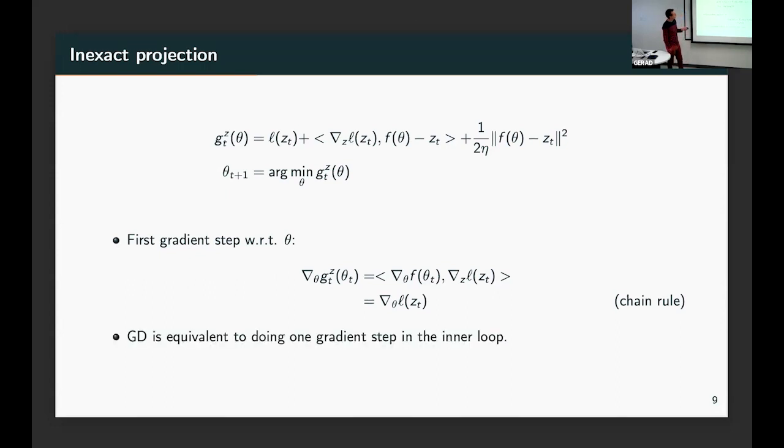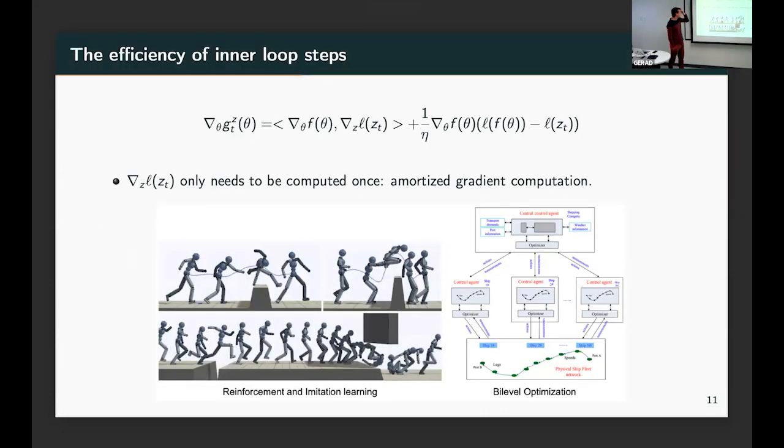So gradient descent is equivalent to doing one gradient step in the inner loop. And so the question is, is there any case where we should do more than one gradient step? The biggest benefit is, there are at least two main cases we identified, but there are probably others: reinforcement learning and then bi-level optimization.